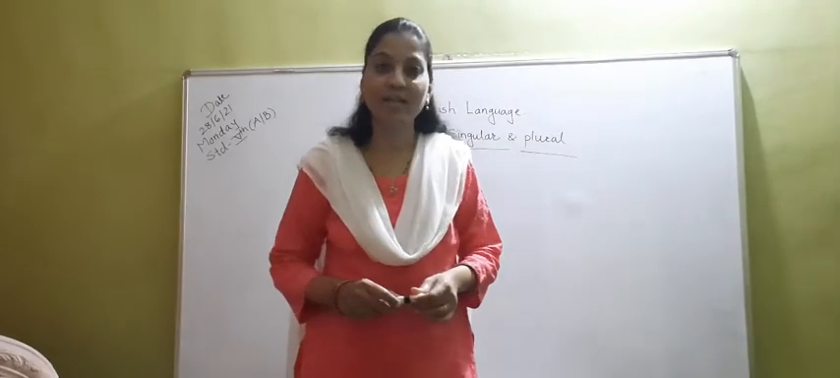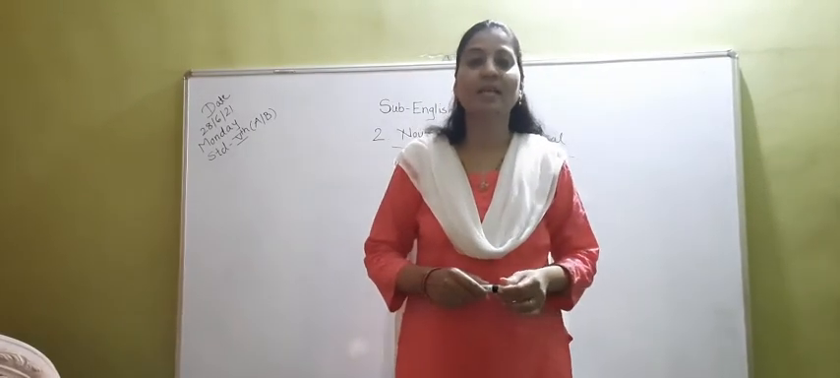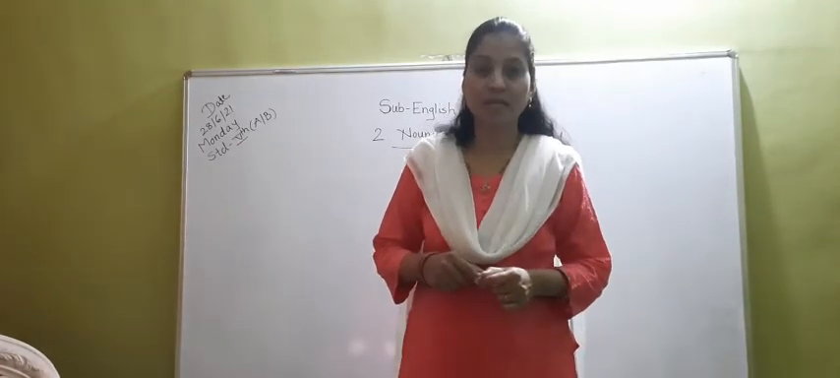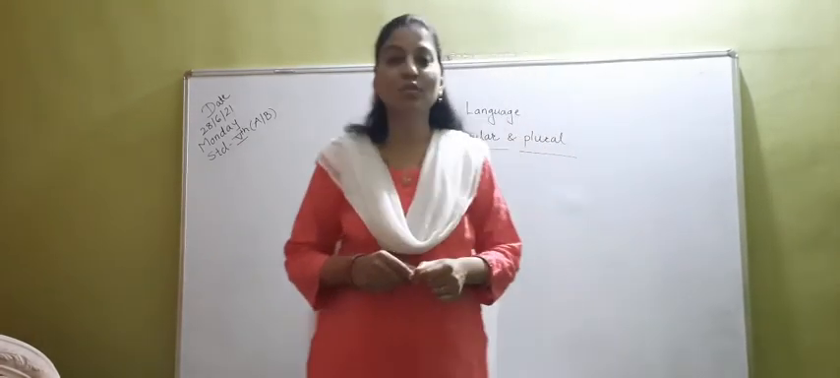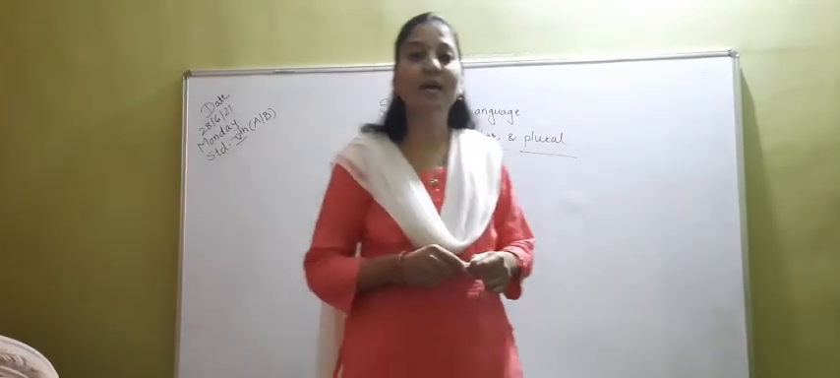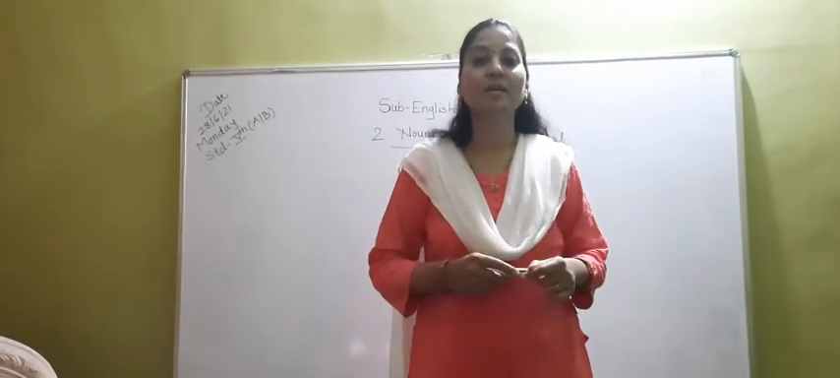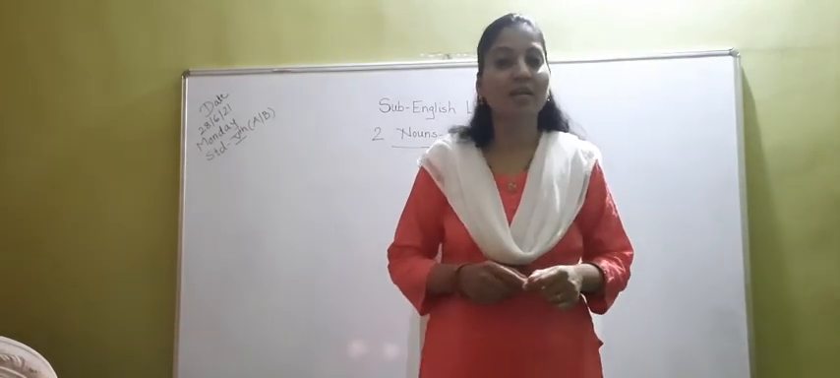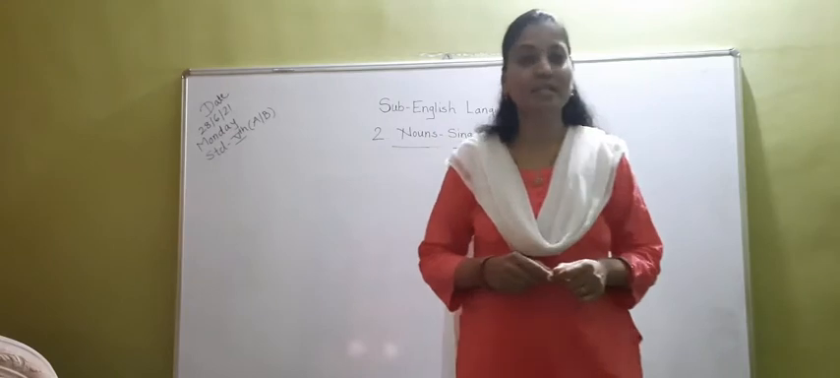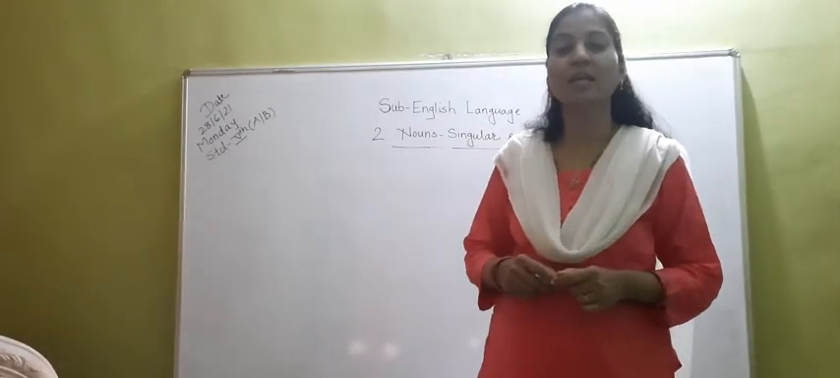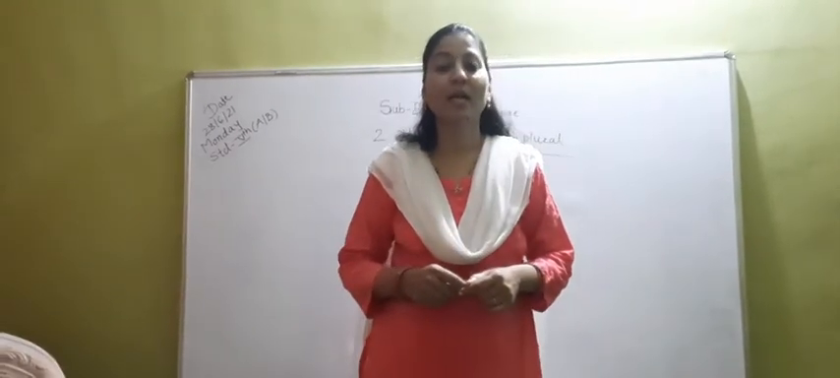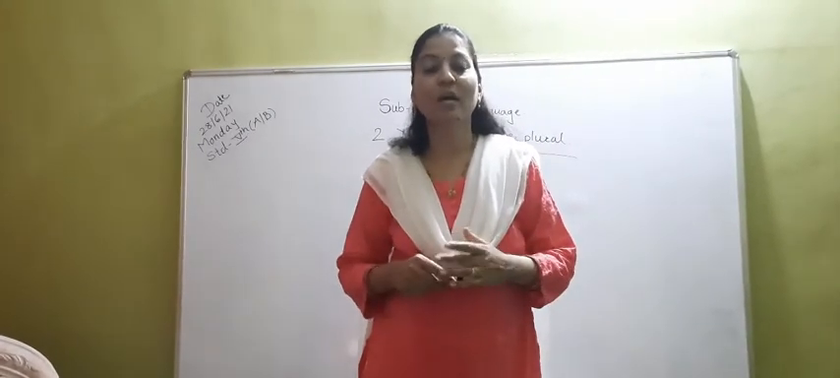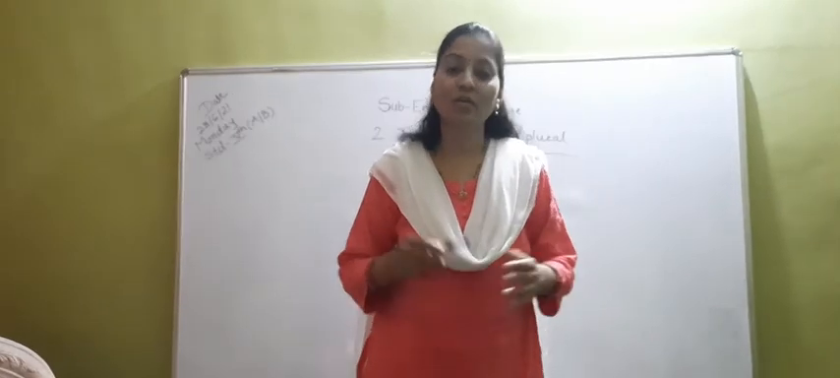English language standard 5th. Students, in the last period, we were studying nouns, singular and plural. Now, students, we have studied up to 9 rules on how to make the plural of the singular. We have also seen the definition of singular and the definition of plural. And after that we have seen one by one 9 rules on how to make the plural of the singular.